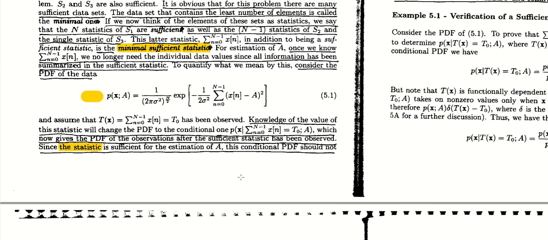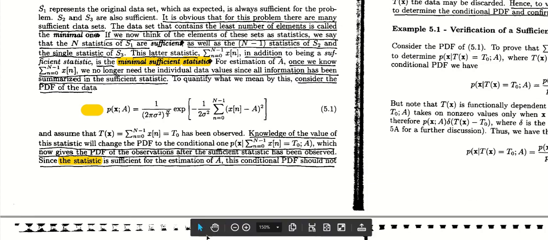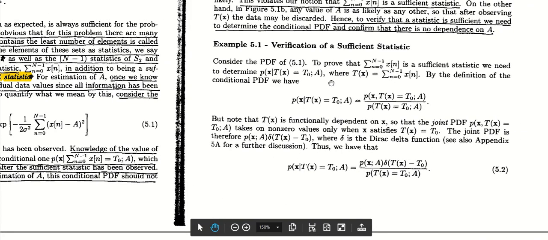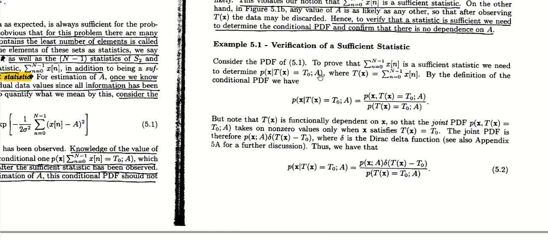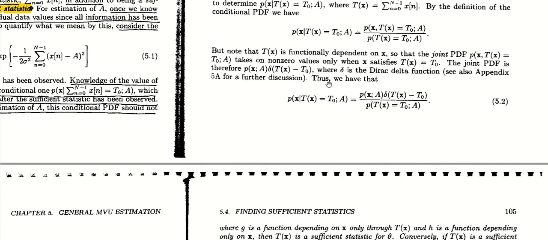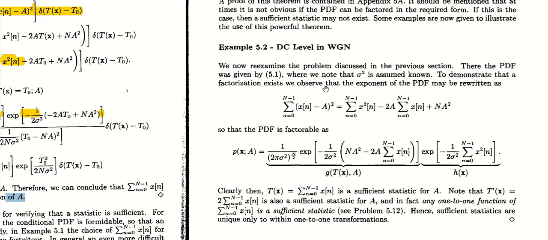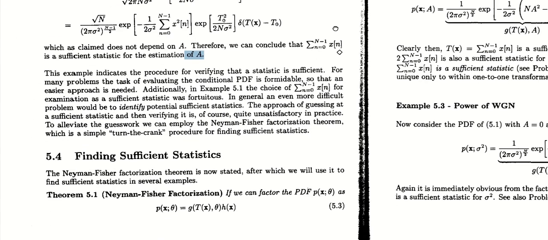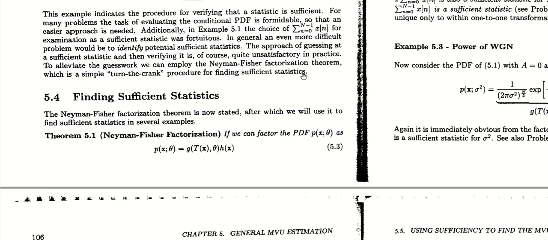Then of course, let's take one step back and see. It's to calculate the mean of this, the so-called DC level problem, right? DC level in Gaussian random noise. So that would be an example. And then to find the sufficient statistic, there is this theorem 5.1.